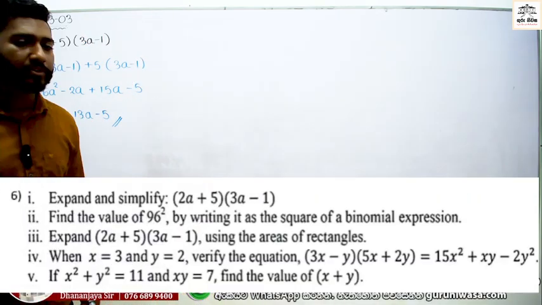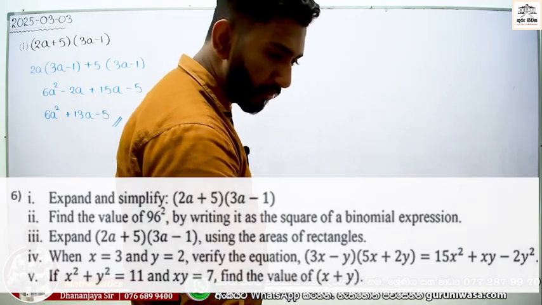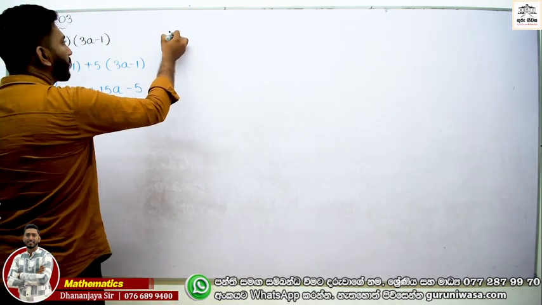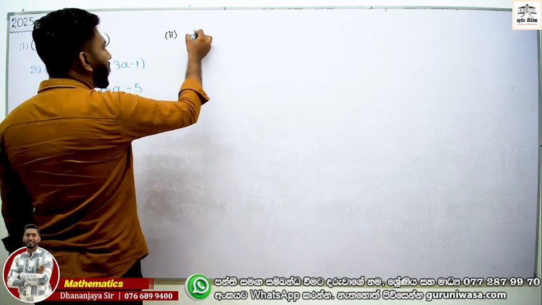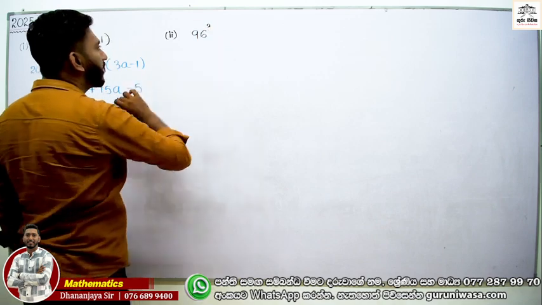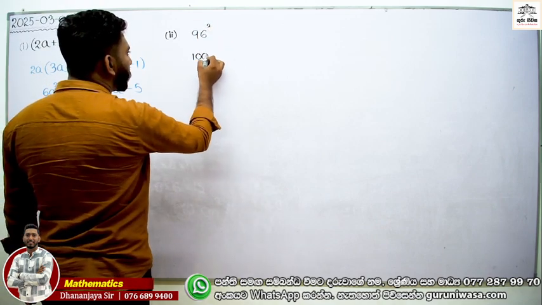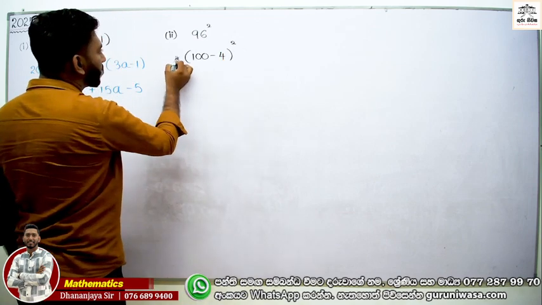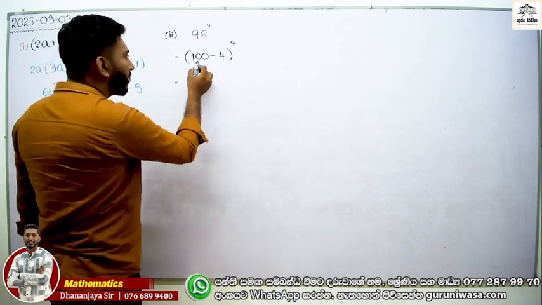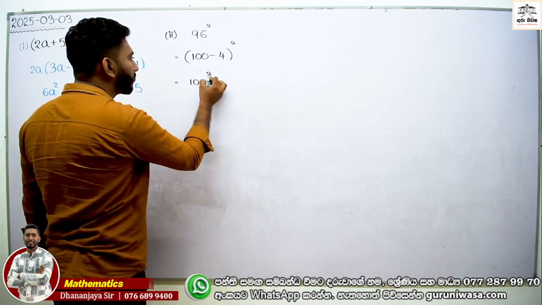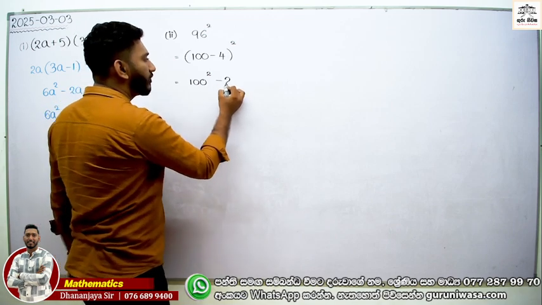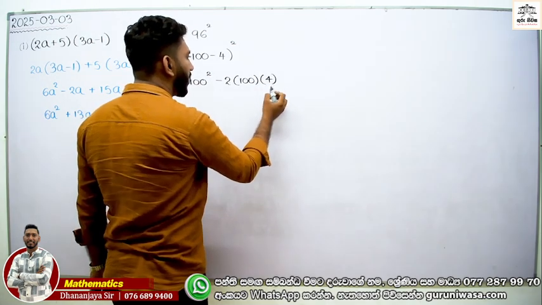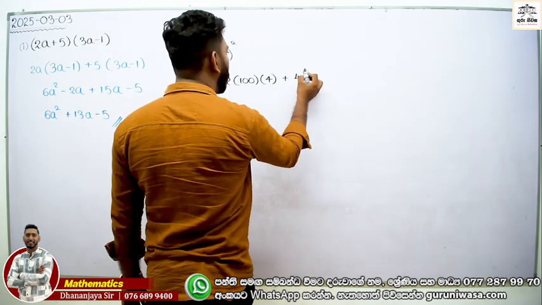Find the value of 96 squared by the square of the binomial expression. 96 squared is very easy because 100 minus 4 becomes 96. Now we can write it as a square. Square of the first term, minus 2 times the first term into the second term, and plus the square of the last term.